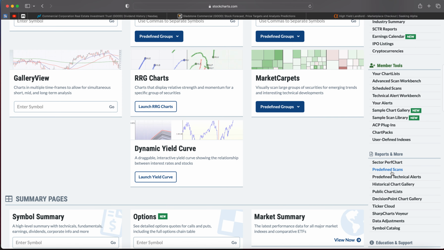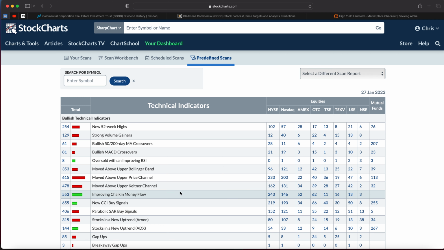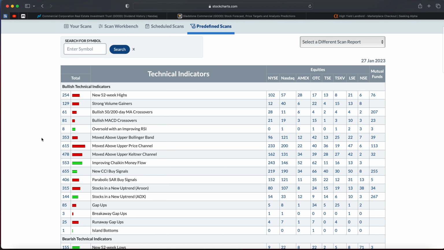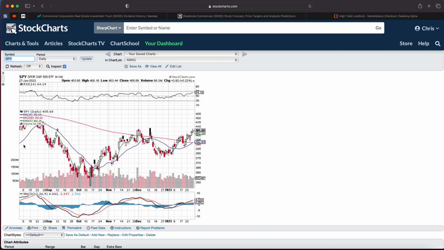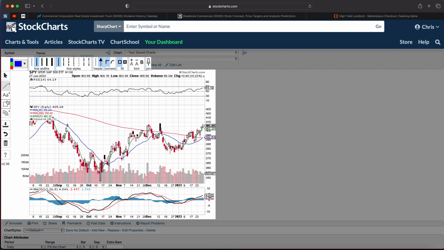You can go to predefined scans, right? Then you can go to your bullish technical indicators, right? Well, first, before we even get to that, where is SPY? At all times, you should know where SPY is at. What's going on with the SPY? Where is SPY? So this is what you have with SPY.